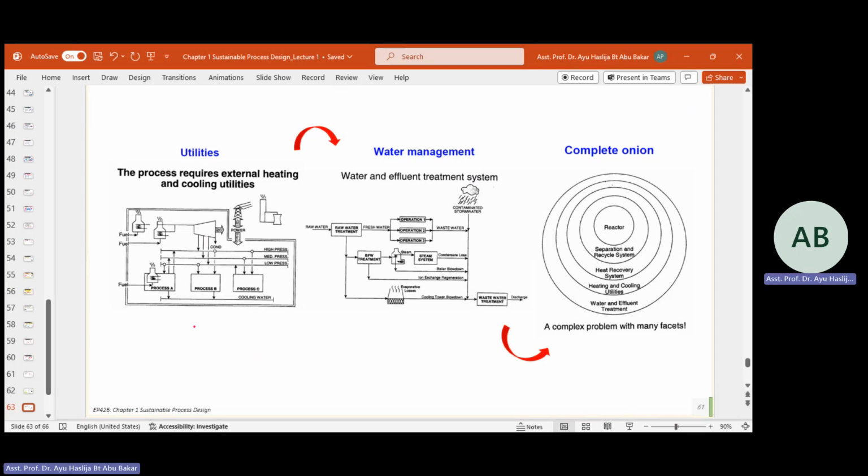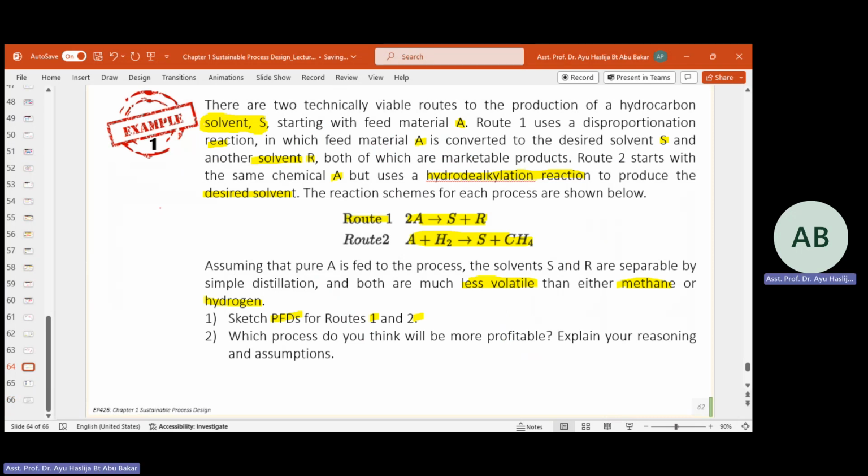Okay, this one you can see how they transfer the utilities and then involve the water management. When everything is decided, then it completes the onion model. Okay. Now we go through one example. I think there is enough time for one example only.